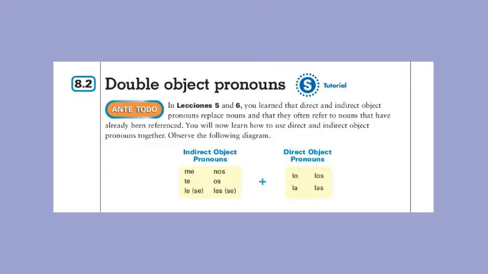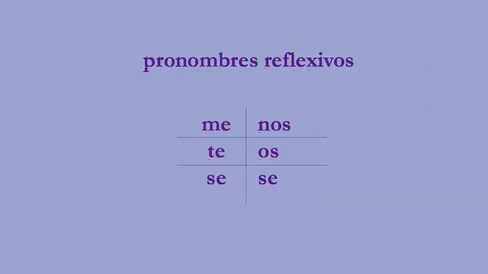Section 8.2, double object pronouns. So in lessons 5 and 6, you learned that direct and indirect object pronouns replace nouns and that they often refer to nouns that have already been referenced. We looked at indirect objects me, te, le, nos, os, les, and also direct object pronouns lo, la, los, las. We'll go over them again really quickly.